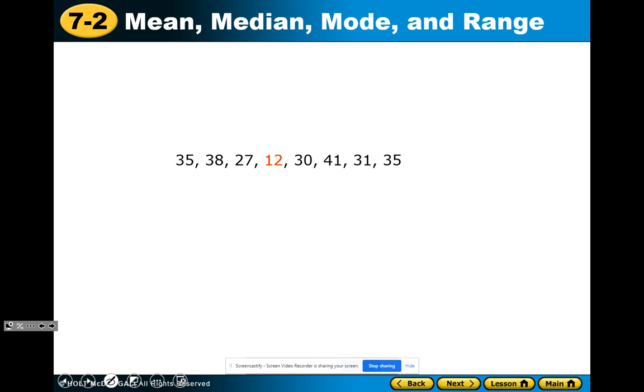So, now the next thing. Is there an outlier in this group? No. Yeah. Yes, 12. Why is 12 the outlier, Eva? It's really little. It's quite different from the rest, right?